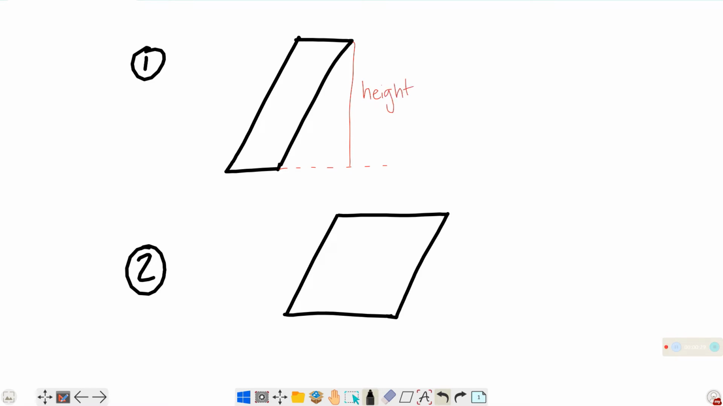On this one, we have enough room here. We can just start from the inside and draw a line down to the floor and call this one the height as well. So that takes care of 1 and 2.